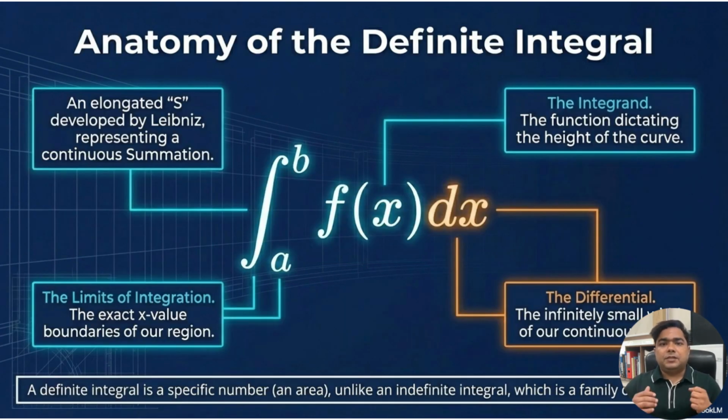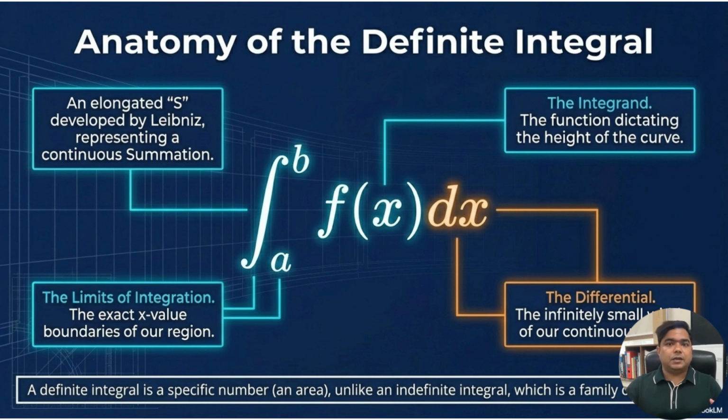This slide explains the structure of a definite integral. The long stretch symbol at the beginning is the integral sign. Historically, it came from an elongated letter S because integration is related to summation. It represents continuous summation. Next, we have the lower and upper limits of integration. The lower limit is the starting value of x. The upper limit is the ending value of x. These two numbers tell us the interval over which we are accumulating area.